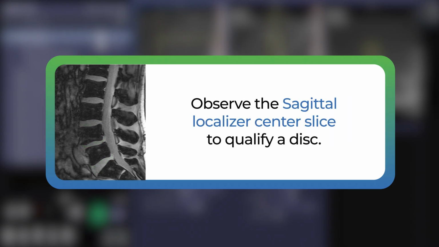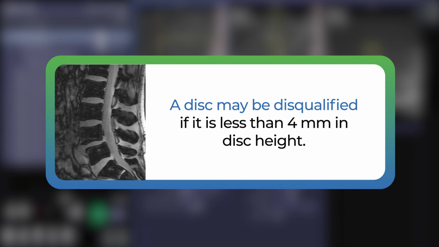Observe the sagittal localizer center slice to qualify a disc. A disc may be disqualified if it is less than 4 millimeters in disc height. Delete the entire sequence for that disc to disqualify it and proceed to the next disc.